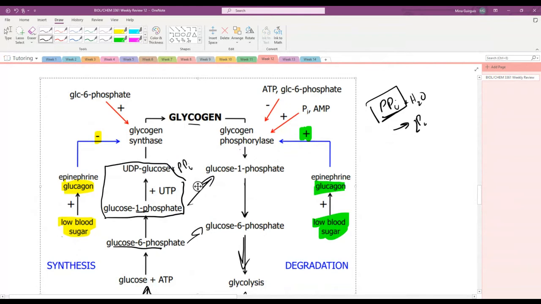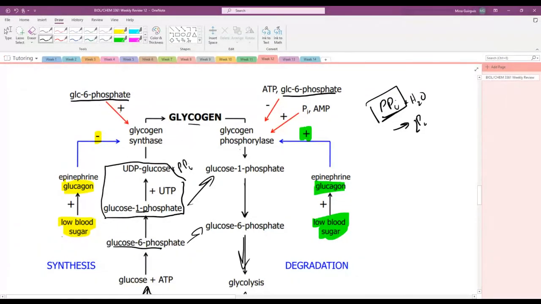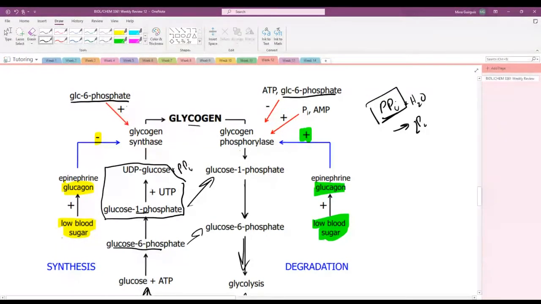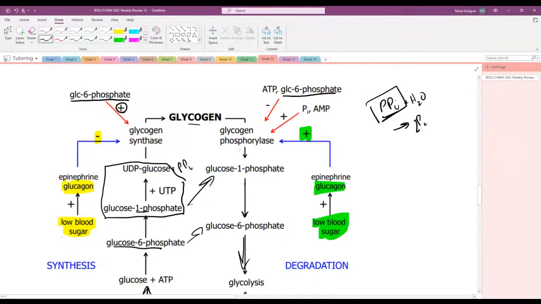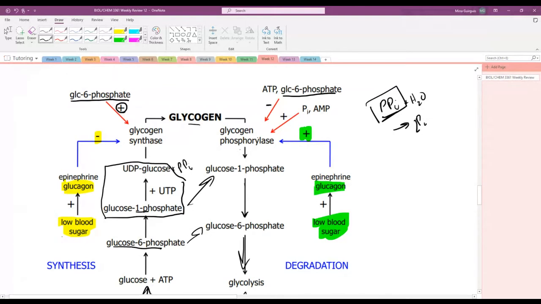Okay, and just rolling through the rest of this really quickly, glucose 6-phosphate. If you have high glucose 6-phosphate, you have enough energy. Therefore, you're activating glycogen synthase to store some of that energy, and you're inhibiting glycogen phosphorylase because you don't need more glucose 6-phosphate. ATP and AMP we've already covered, so I won't go over them in depth.